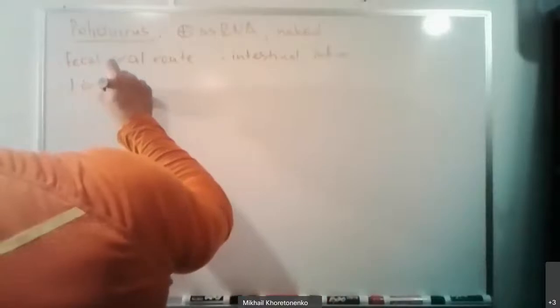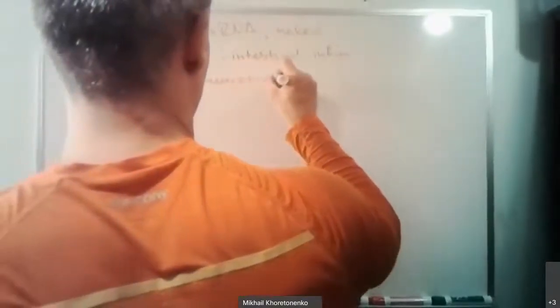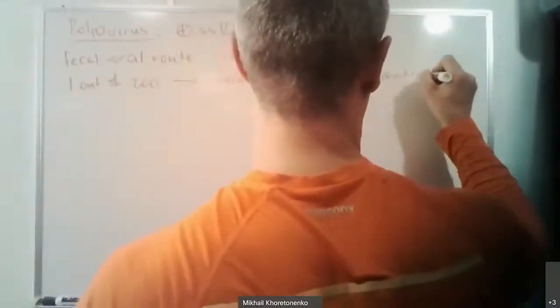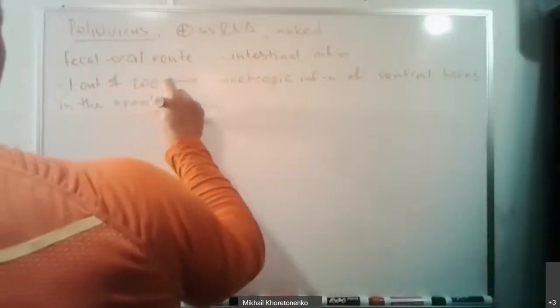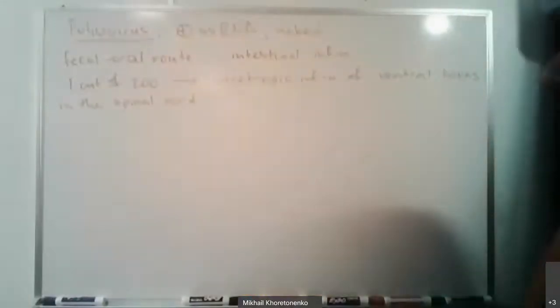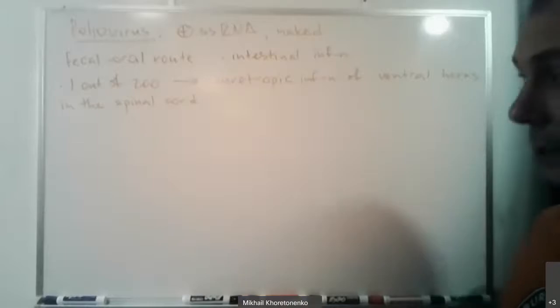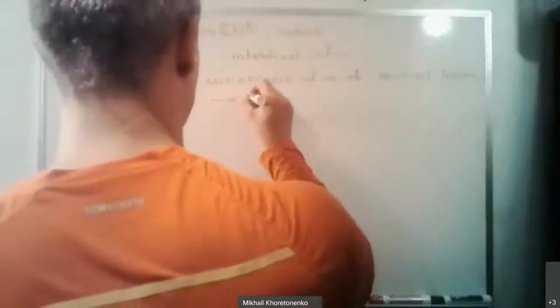In approximately 1 out of 200 patients, neurotropic infection of ventral horns in the spinal cord. Now, ventral horns of the spinal cord contain neurons that are responsible for controlling your skeletal muscles. And these neurons are destroyed. That leads to flaccid paralysis.